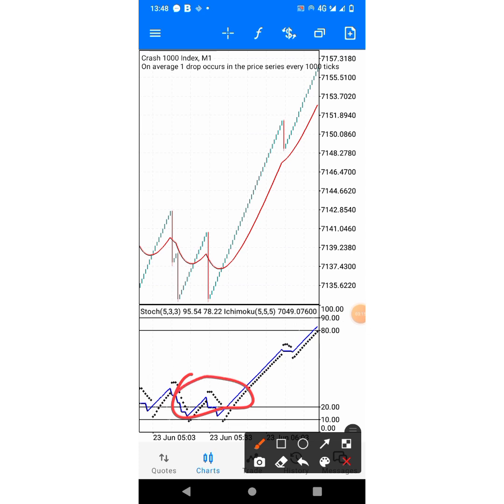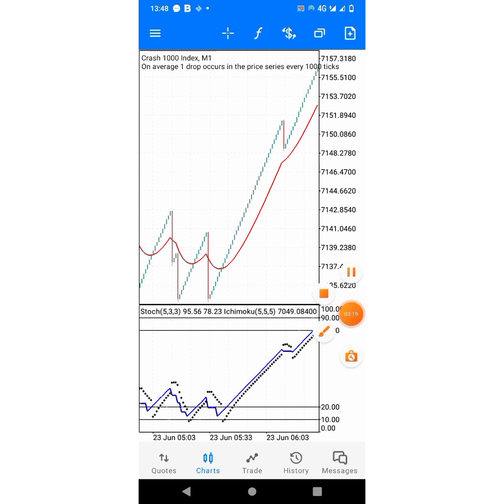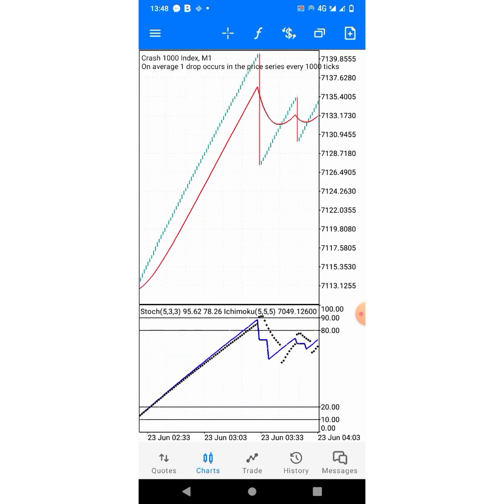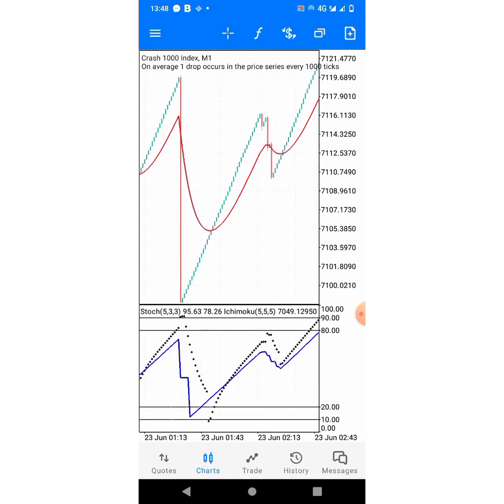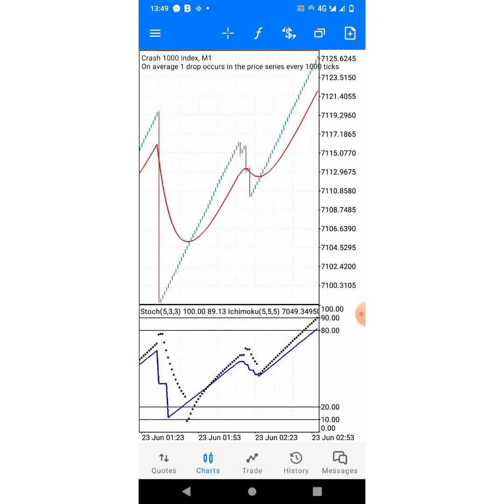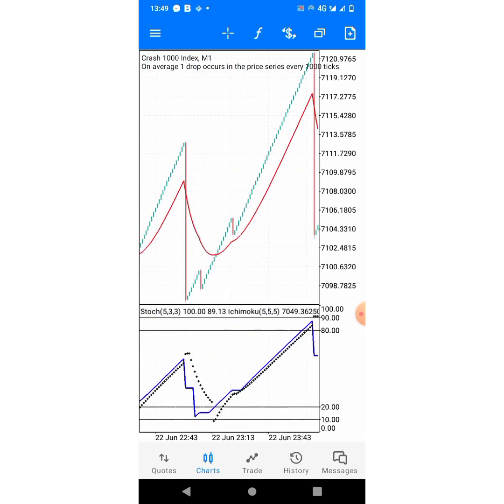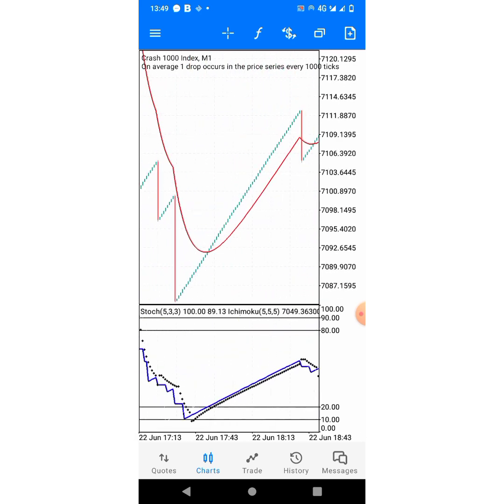What happened now is the parabolic SAR started trading below the Ichimoku. You could have just bought, then taken your 10, your 20 candles, and you're out of the market. So there are so many opportunities that will present themselves in the market. You don't have to rush. You don't have to chase the market, guys.